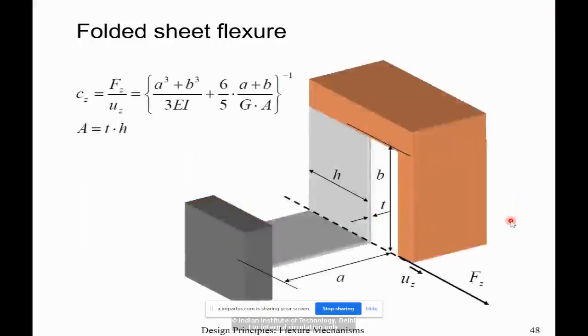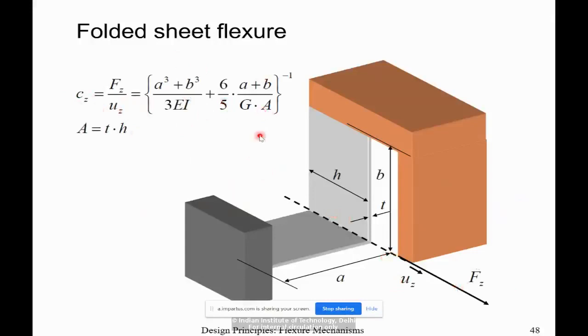And then we try to use the formulation to calculate the stiffness along this direction. So if there is a force Fz applied along the fold line and Uz is the displacement, then you talk about the stiffness in the constraint direction. And then you get these components. These two components are mainly, one because of the bending, and the other because of the shear.